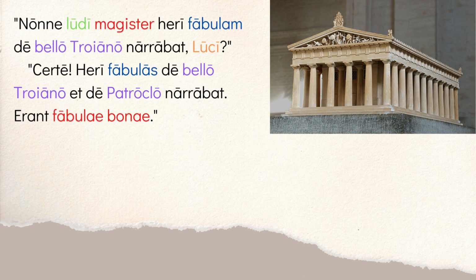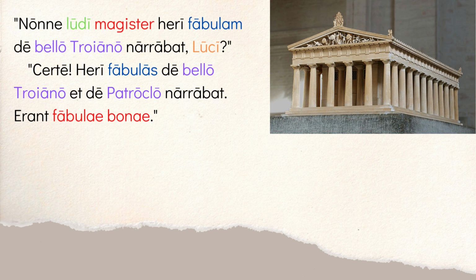And you have nonne, right? So, "Nonne, ludi magister heri fabulam de bello Troiano narrabat, Luci?" So the nonne again is "surely." So it's saying surely the magister ludi, the teacher of school, your school teacher is really what it means, the school teacher was telling, yesterday, a fabula, a story, de bello Troiano, right, about the Trojan War. And Luci is Lucius, right?